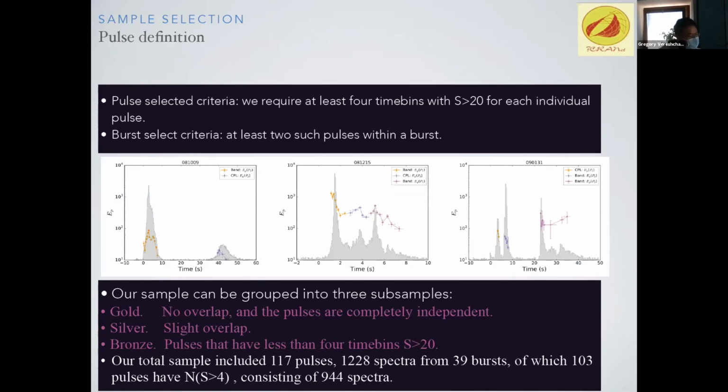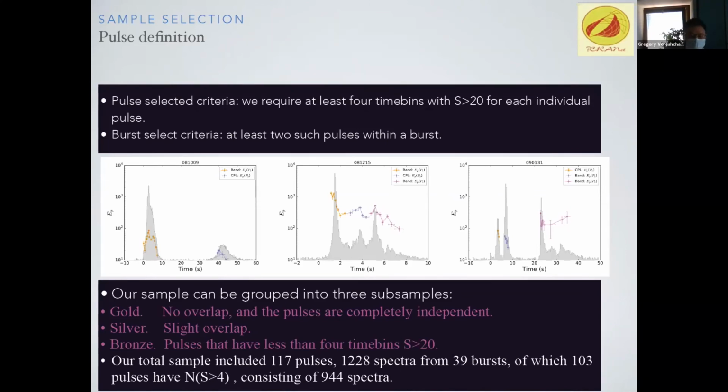Then the whole sample is reduced to 39 bursts and can be grouped into 3 subsamples. The golden sample has low overlap and the pulses are completely independent. The silver sample has slight overlap. And the bronze sample has pulses, 2 of which have fewer than 4 time bins that meet the criterion of significance greater than 20.